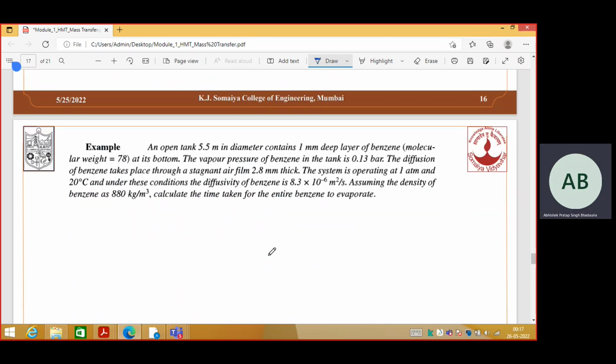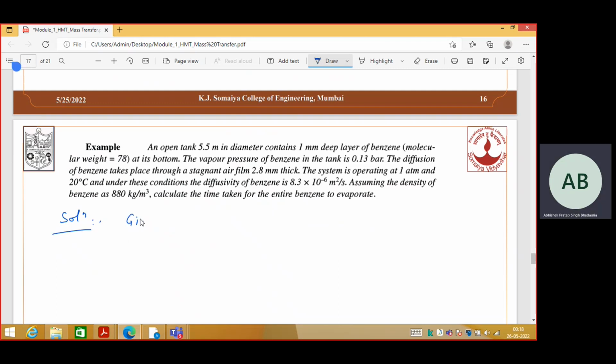Now the next problem. This is an open tank, 5.5 meter in diameter. It contains a 1 mm deep layer of benzene, molecular weight 78, at its bottom. The vapor pressure of the benzene in the tank is 0.13 bar. The diffusion of benzene takes place through a stagnant air film 0.8 mm thick. The system is operating at 1 atmosphere and 20 degrees Celsius. Under this condition, the diffusivity of benzene is given. Assuming the density of benzene is 880 kg per meter cube, we have to calculate the time taken for the entire benzene to evaporate. So let's solve this problem also.